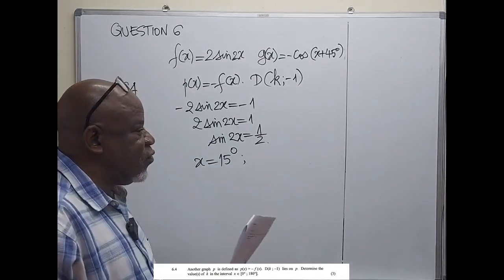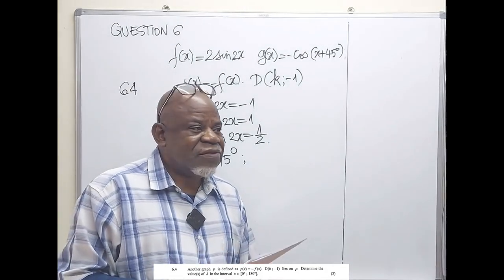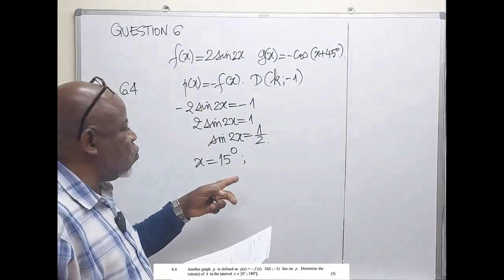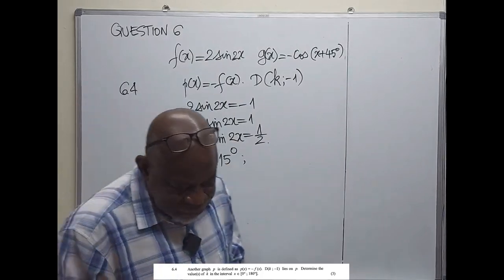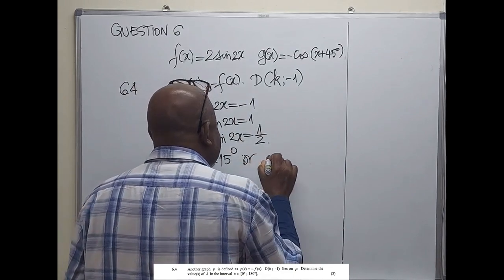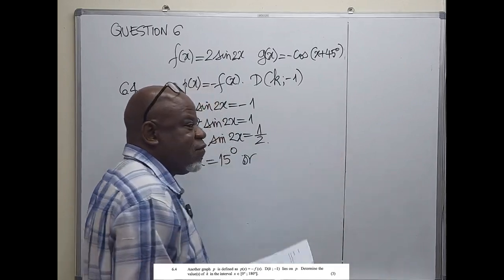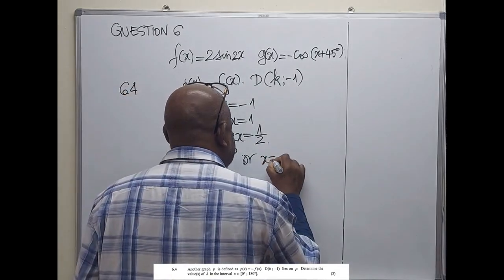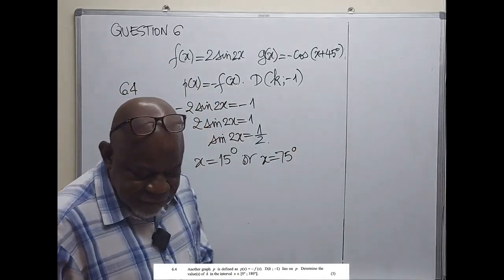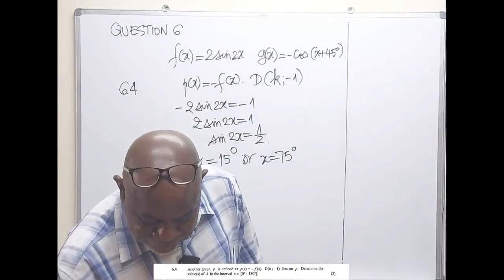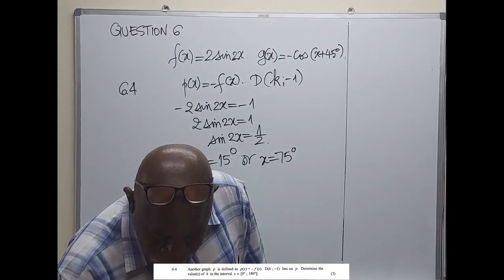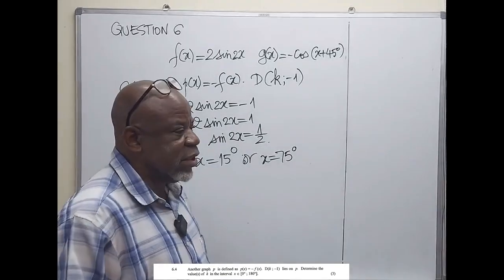The second value is going to be in the second quadrant, the sine of 150 will give us 1/2. So we will consider 2x is equal to 150, and then the value of x will be 150 divided by 2. The second value will be 75 degrees. Because if we take 75 times 2, we're getting 150, so it's correct.